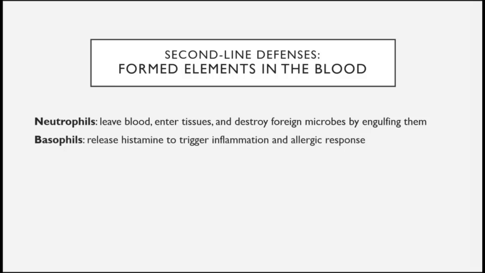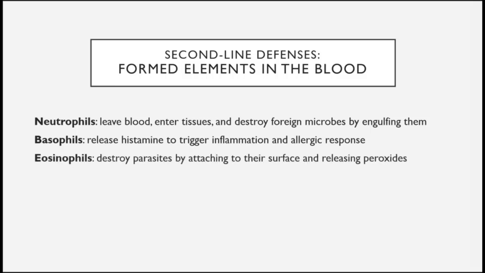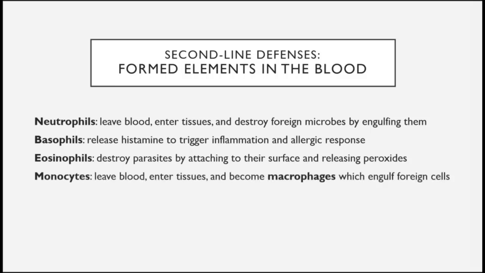The basophils release histamine, and histamine triggers inflammation and allergic response. Inflammation allows increased blood flow to an area and increases the temperature of an area, which helps fight off an infection. Next, eosinophils destroy parasites by attaching to their surface and releasing peroxides. Remember that free oxygen radicals are very harmful to cells.